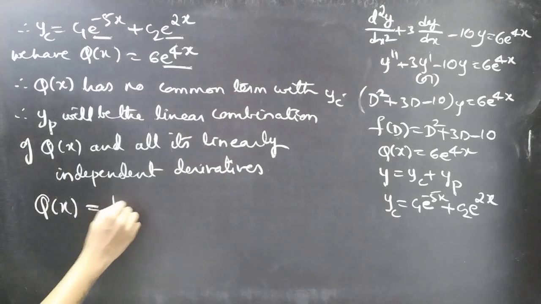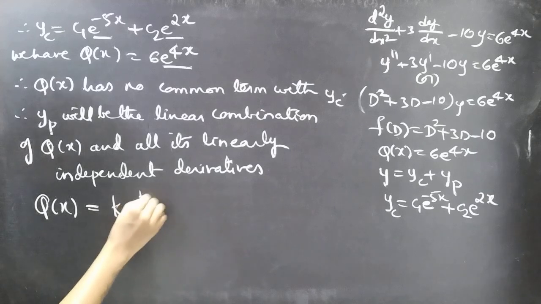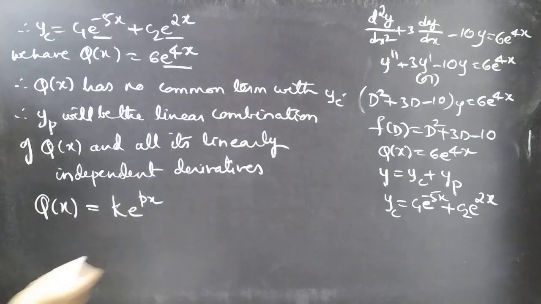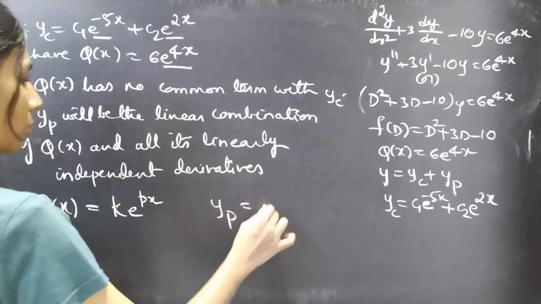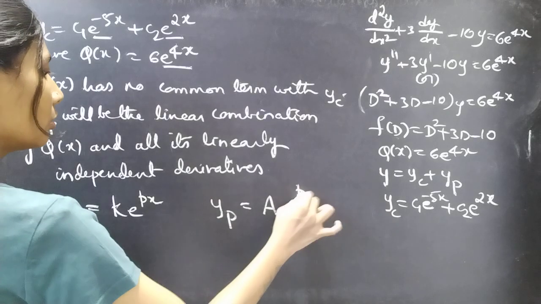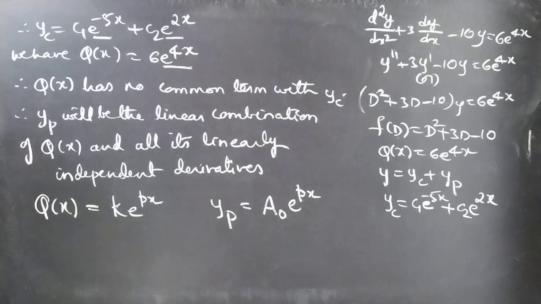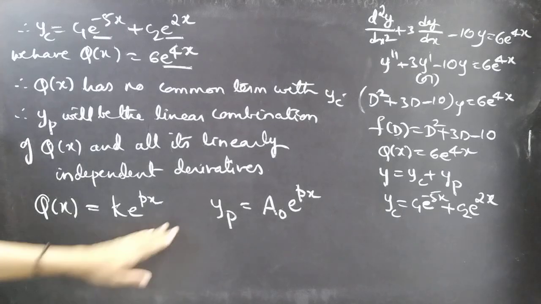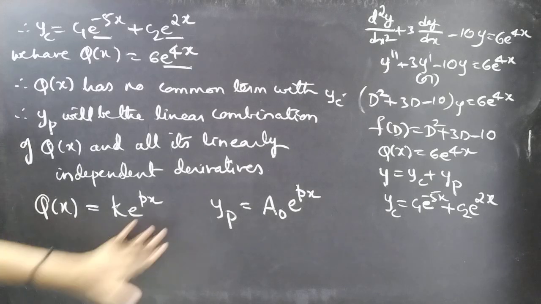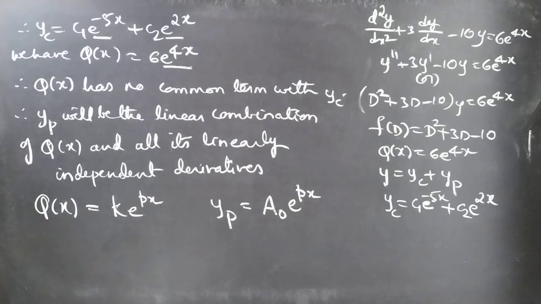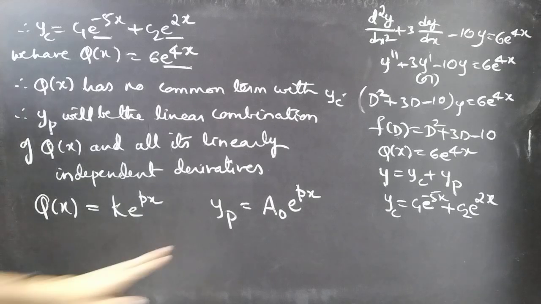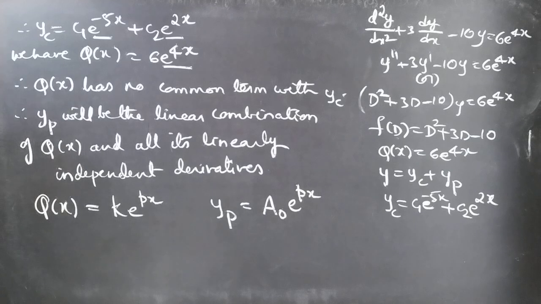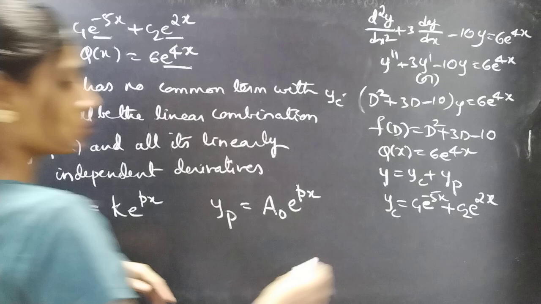When q of x is equal to some constant times e power px, say, then yp will be a naught times e power px. Okay, this is a formula. Now, we'll not just use the formula directly. We'll find the derivatives of q of x and later we'll decide yp. You can just apply the formula directly.